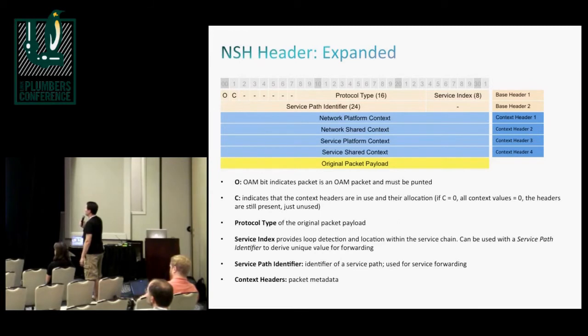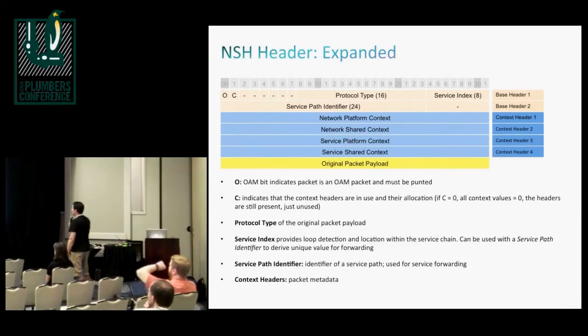The O bit is the OEM bit. It's going to indicate if the packet should be punted or not. And the C bit indicates if context headers are there in it. And then we have the protocol type of the packet as well. The service index, so that's what's actually used, as it says, with the service path identifier to derive a unique value, basically where we're going to send the packet as well.